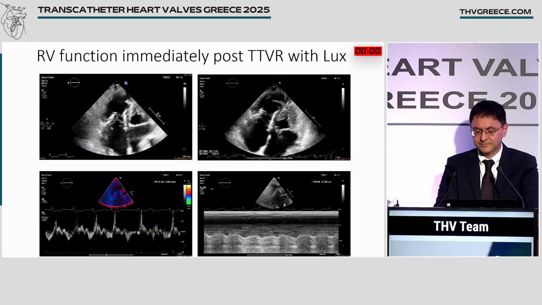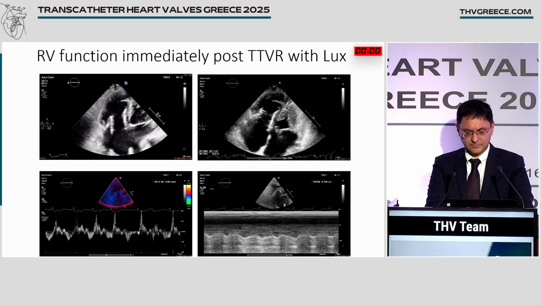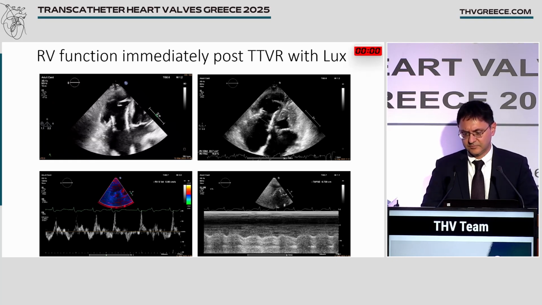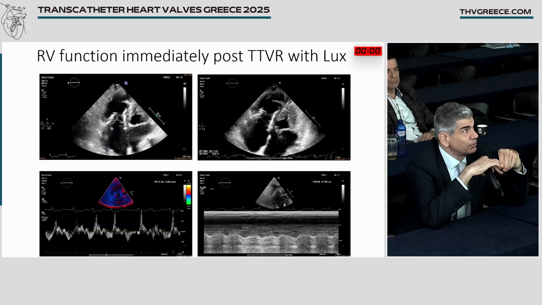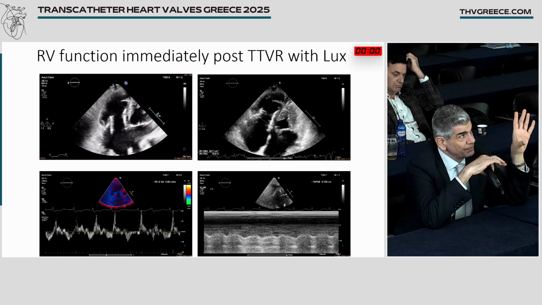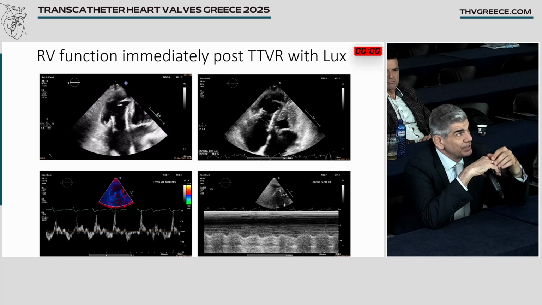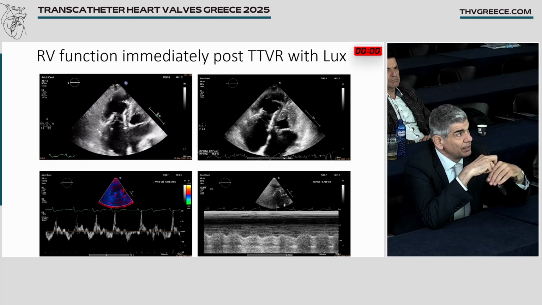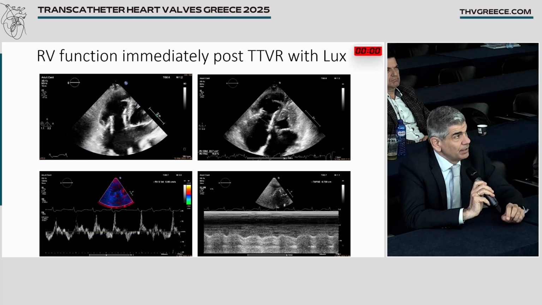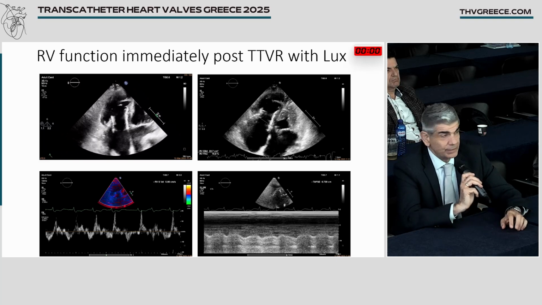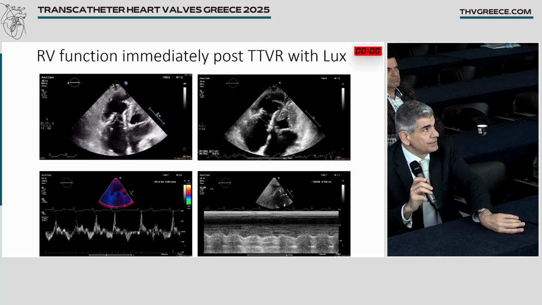Here we see immediately after the RV function on the table. RV STDI is impaired and TAPSE dropped off as well. So even the appearance of the right ventricle seems to be a little bit depressed. So we initiated some milrinone preemptively, and the patient did well. Was able to get out of the hospital within the next 3-4 days.